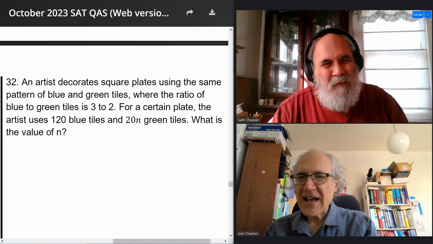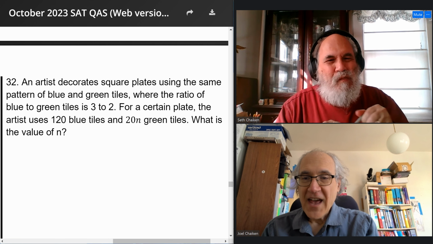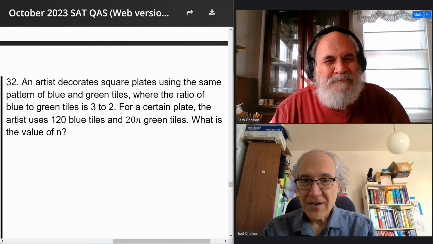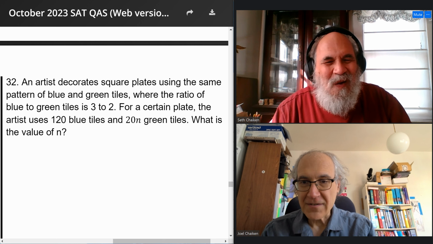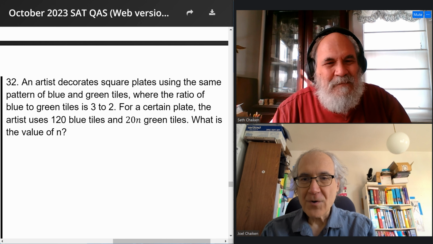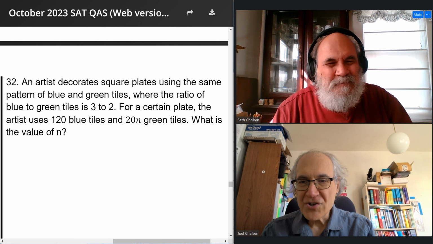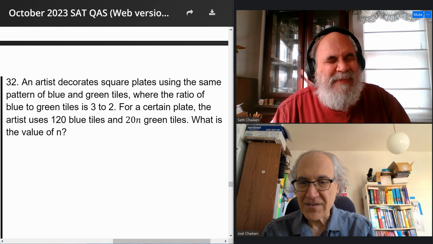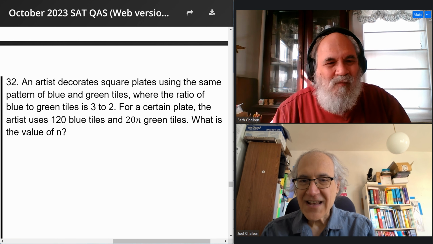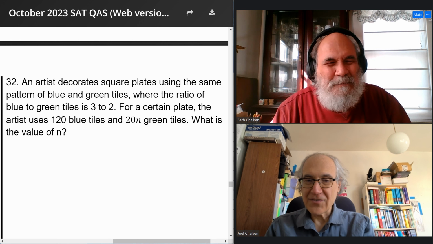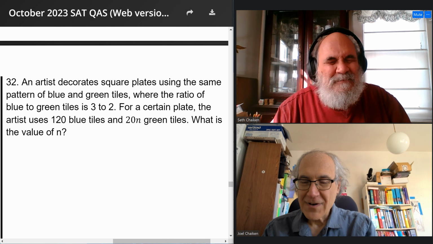I will read it carefully. An artist decorates square plates using the same pattern of blue and green tiles, where the ratio of blue to green tiles is 3:2. For a certain plate, the artist uses 120 blue tiles and 20N green tiles. What is the value of N?